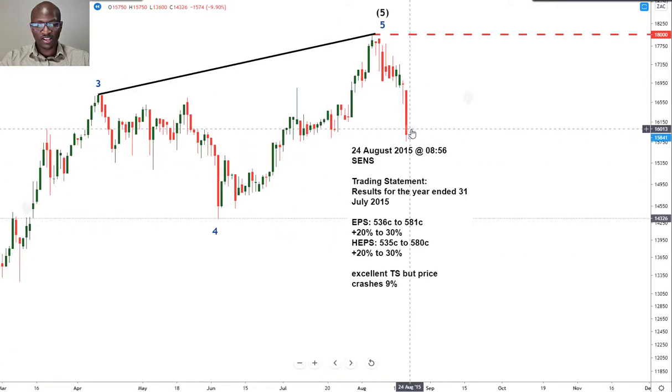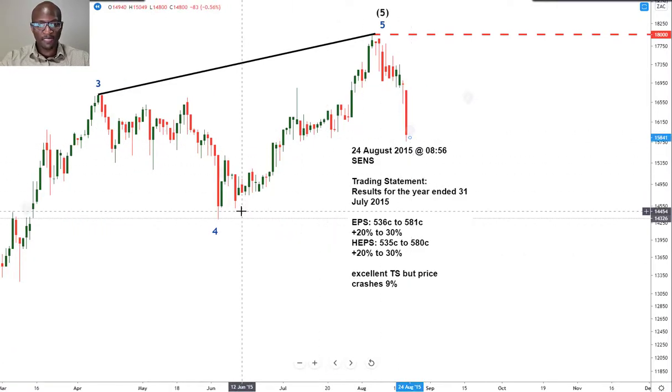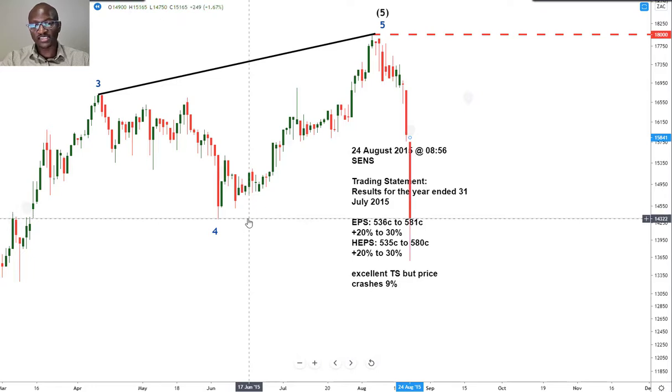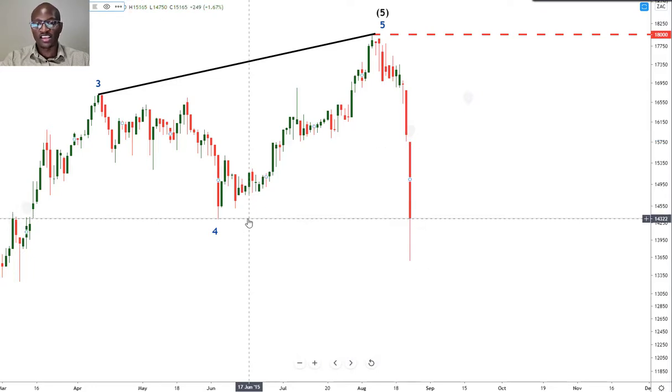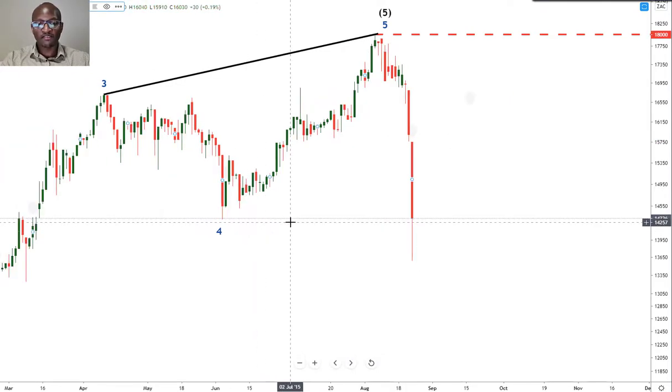And on this particular day, on the 24th of August, there was a trading statement for the year end, 31 July 2015. Earnings per share up 20 to 30%. Headline earnings per share up 20 to 30%. So this was an excellent trading statement, but price crashed 9% on that day. So again, we see we had a very, very good news release, but still the market crashed.